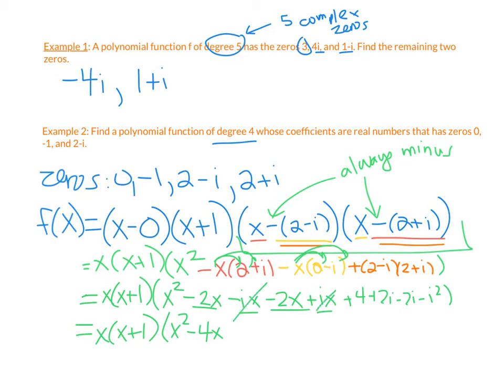We lost an ix term. Then we have plus 4. Then we have 2i minus 2i. Those also cancel out, which is nice. And our last term, negative i squared. Remember that i squared is the same thing as negative 1, so we get minus negative 1. We end up with x times x plus 1. And when we simplify this all out, we get x squared minus 4x plus 5.